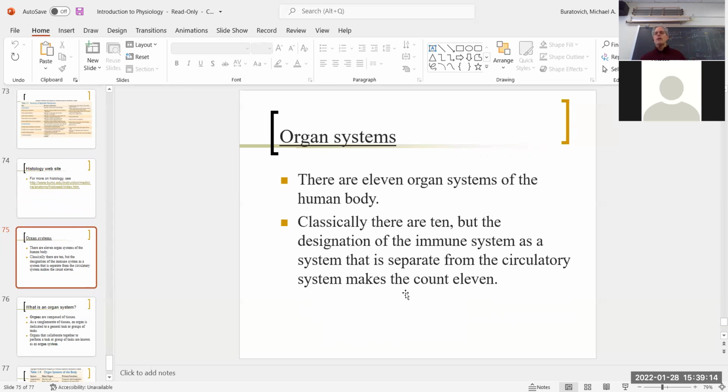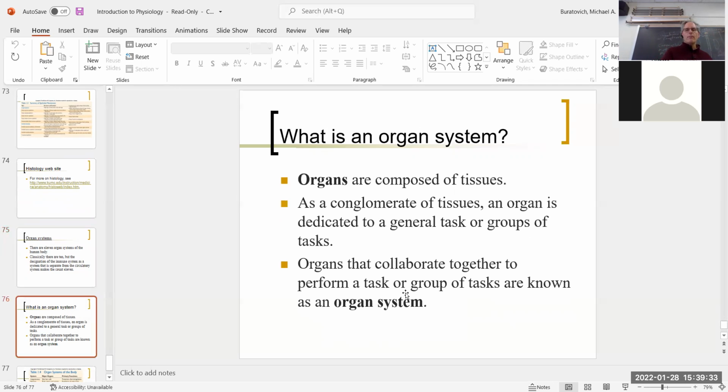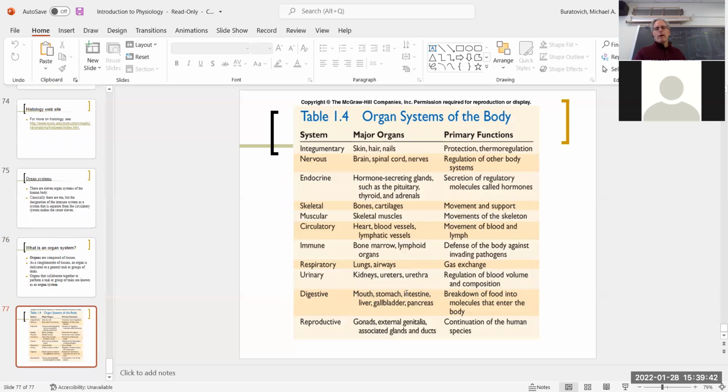Okay, let's talk very briefly about organ systems. So organs, tissues are made of cells. Cells form tissues, tissues then form organs, and then organs form organ systems. These organ systems consist of organs that are dedicated to common functions. Now, classically, there's 10 of them, but with the immune system, that makes 11. So organs are composed of tissues, organ systems are composed of organs. And here are the 10 that we will look at in this class.